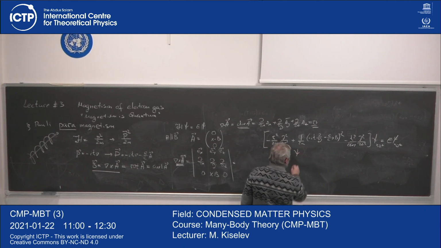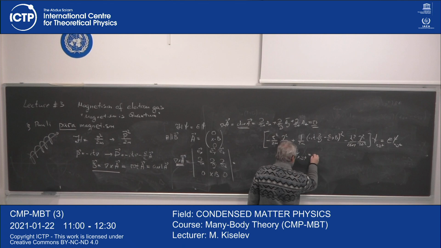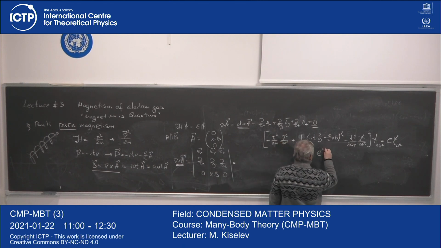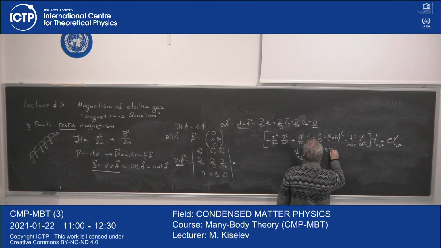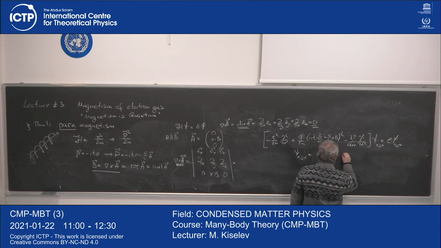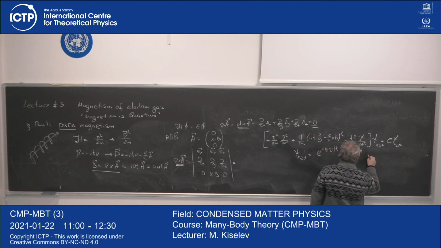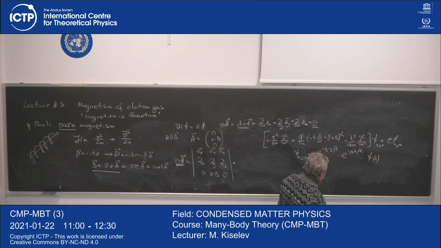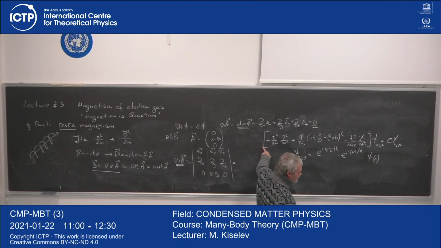Therefore, I can, without losing any generality, say that psi of x, y, z is equal to e to the power i p_y y divided by h bar, times exponent i p_z z divided by h bar, times psi, which depends only on x. Because only the coordinate x is contained explicitly in my Hamiltonian. If I make this ansatz, then I will transform my three-dimensional Schrödinger equation to a one-dimensional Schrödinger equation.